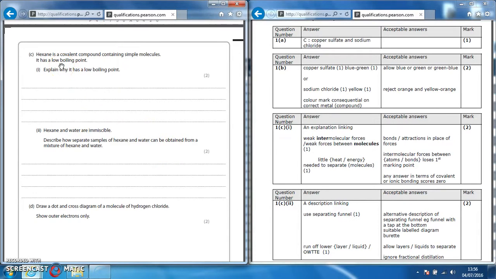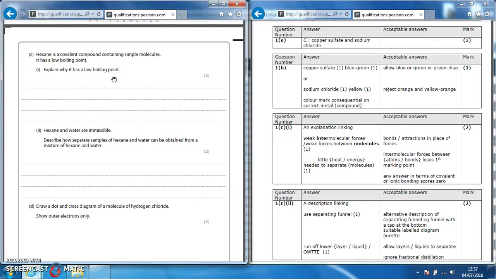Why has hexane got a low melting and boiling point? Well, hexane is simple covalent. Whilst there's a strong covalent bond there holding the molecule together, there's nothing holding the molecules to each other. There's only the equivalent in molecule terms of something similar to gravity, which is the weak intermolecular forces. That's kind of like the friction in between them. So there's very, very little forces, or there's weak forces between them.